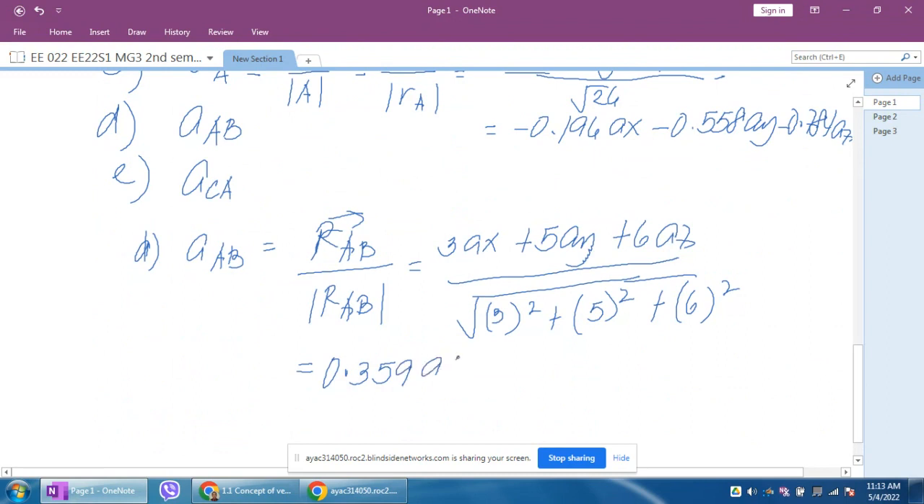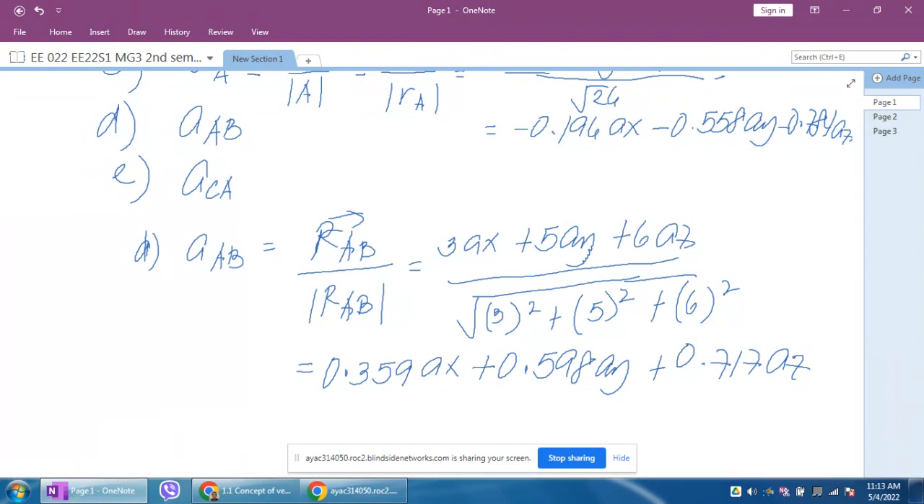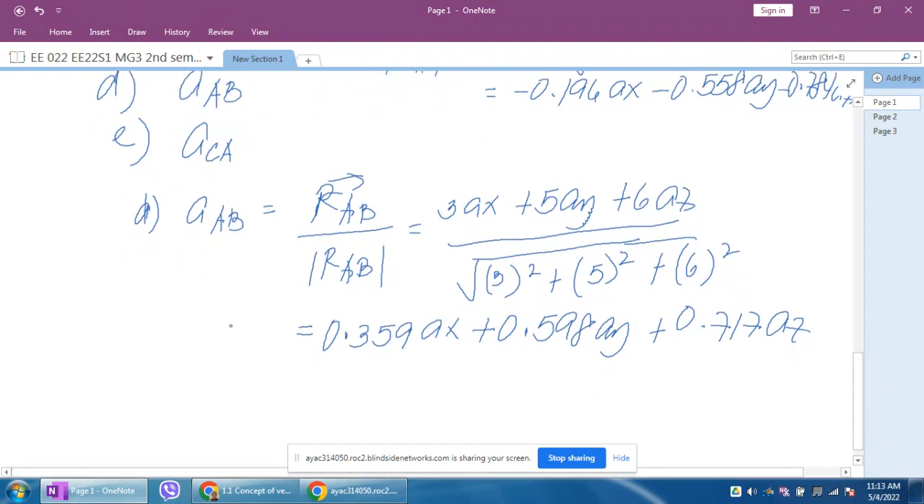0.359 AX plus 0.598 AY plus 0.717 AZ. And that is our final answer for letter D. Okay, for letter D. A, B po yun. Okay. And then last, letter E, ACA.